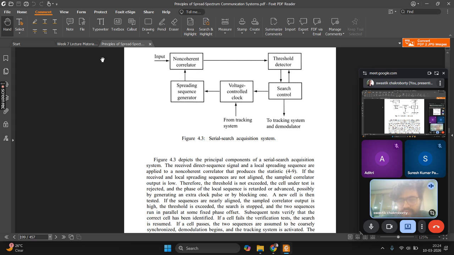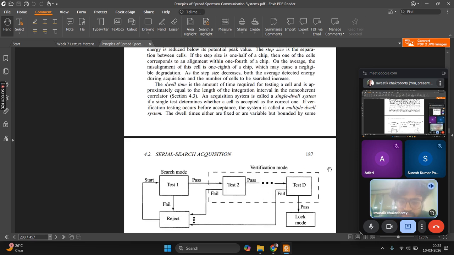Okay, a new cell is then tested. Then you put a new spreading sequence. The voltage controlled clock is manipulated, and the spreading sequence generator produces a new code, which is again put through the non-coherent correlator. A statistic is produced and the threshold is checked. If it is yes, then it is given to the demodulator. If it is not, then it is given to the voltage control clock, which adjusts the time phase again, and it generates a new spreading sequence which will be tested, and this loop goes on and on.